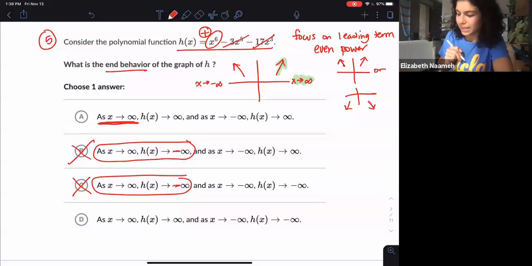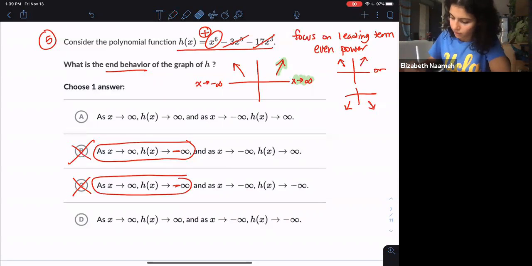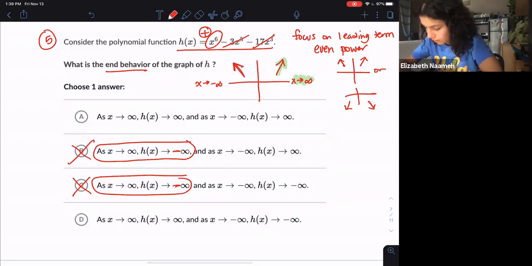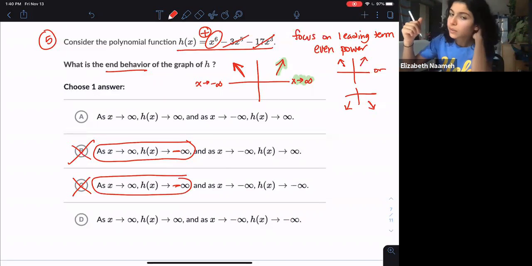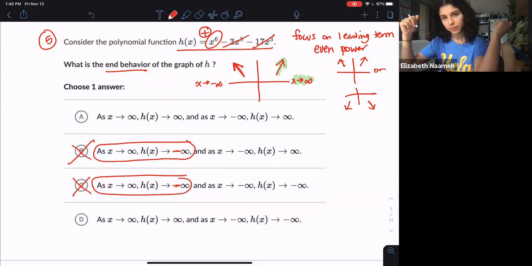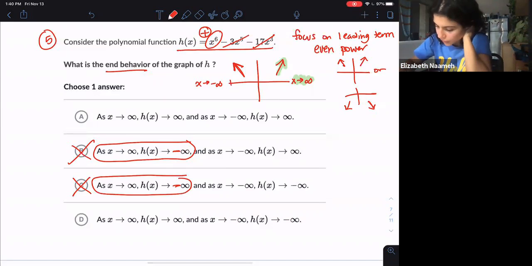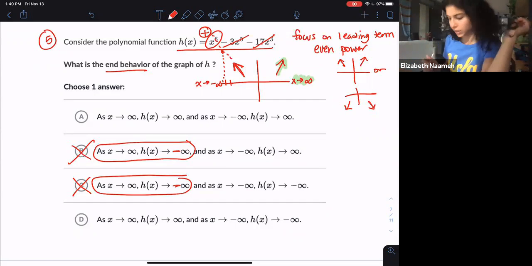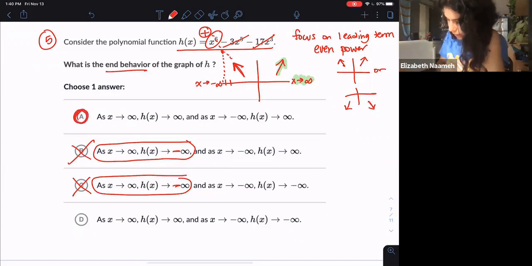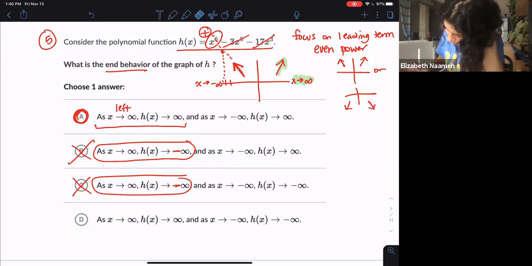You guys look between A and D, use the other arrow to narrow it down and type your answer in the chat. So as x approaches negative infinity, meaning we're on the left, where is h of x, the height of the graph, going? Positive infinity or negative infinity? For very, very negative values of x, isn't our graph just going higher and higher towards positive infinity? So our answer is A.